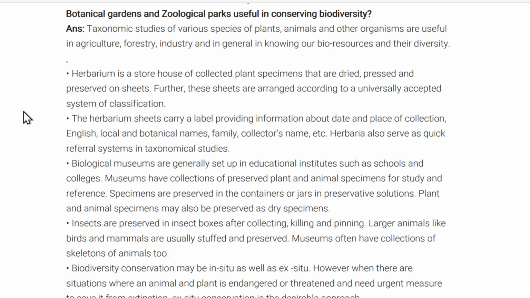Herbarium is a storehouse of collected plant specimens that are dried, pressed, and preserved on sheets. Further, these sheets are arranged according to a universally accepted system of classification. The herbarium sheets carry a label providing information about date and place of collection, English, local and botanical name, family, collector's name, etc. Herbaria also serve as a quick referral system in taxonomical studies.